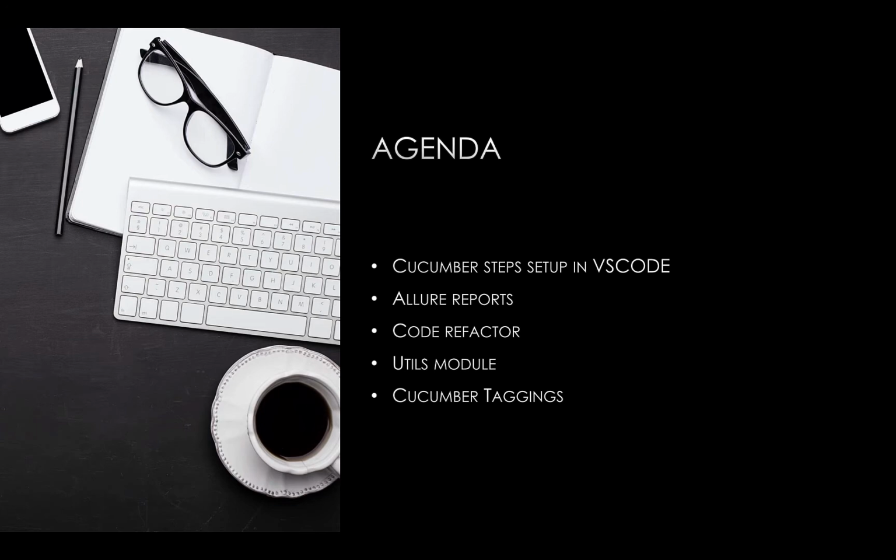Then we have Cucumber tagging. We'll see how we can tag feature files and run them dynamically from the command line based on the tags. All right, so we'll see this. These are the things that we'll be covering.